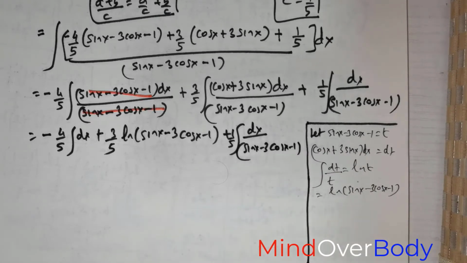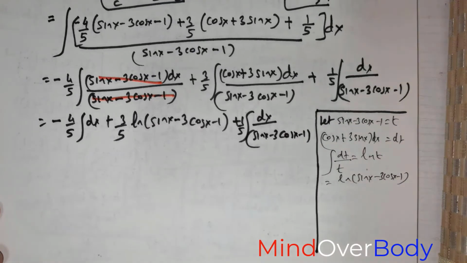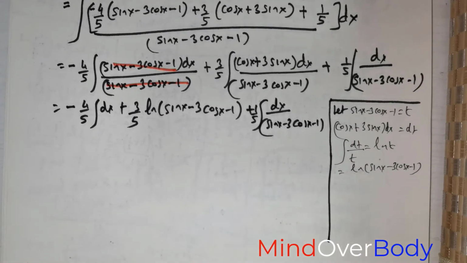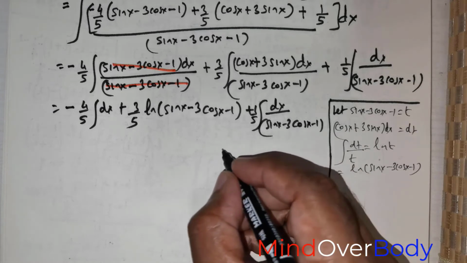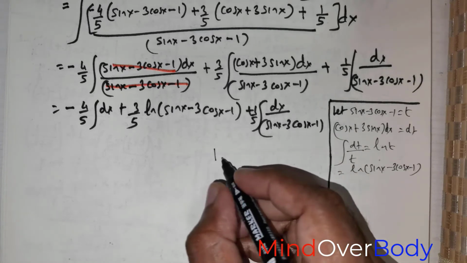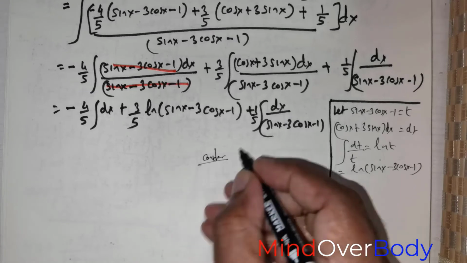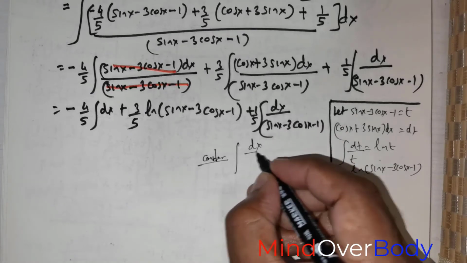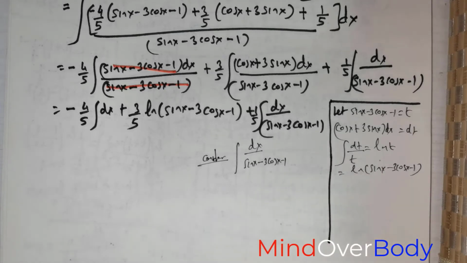Now to integrate this, I have given you a shortcut in the previous question, but anyway what I will do is I will try to do the integral over here. So let me just consider, I'm going to use this space here, the integral dx over sin x minus 3 times cos x minus 1.